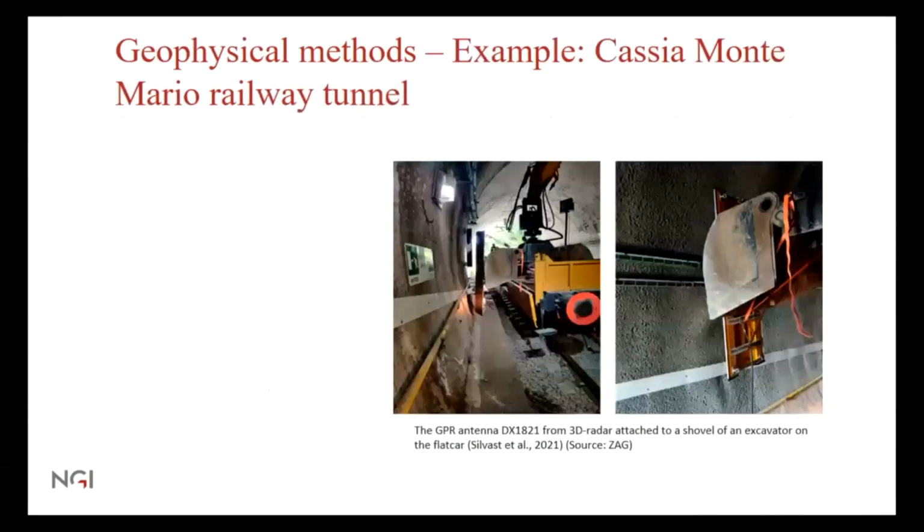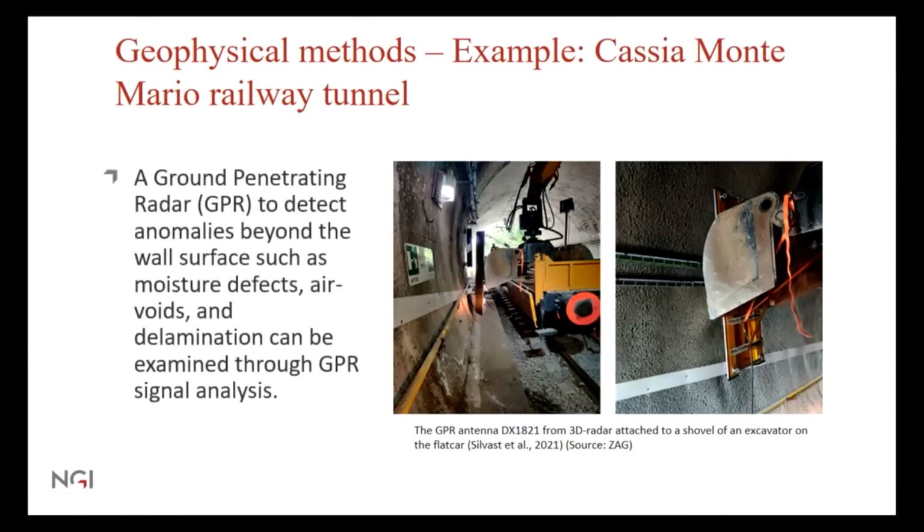In a project that our partner in ZAC, in Slovenia, did at the Cassia Monte Mario railway tunnels, they attached this radar to an excavator, and the excavator sits on a flat car which moves along the tunnels, and then the radar can scan the whole tunnel. The purpose is to detect abnormalities beyond the wall surface, such as moisture defects, air voids, and delamination that can be examined through signal analysis.